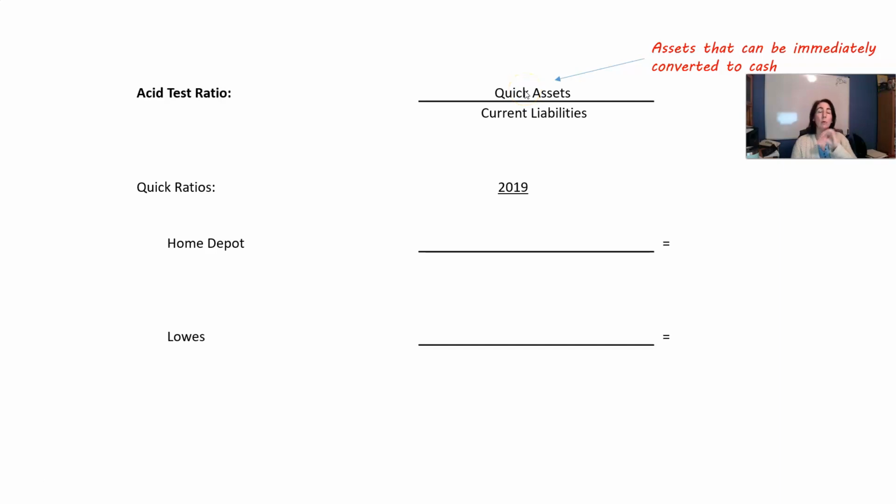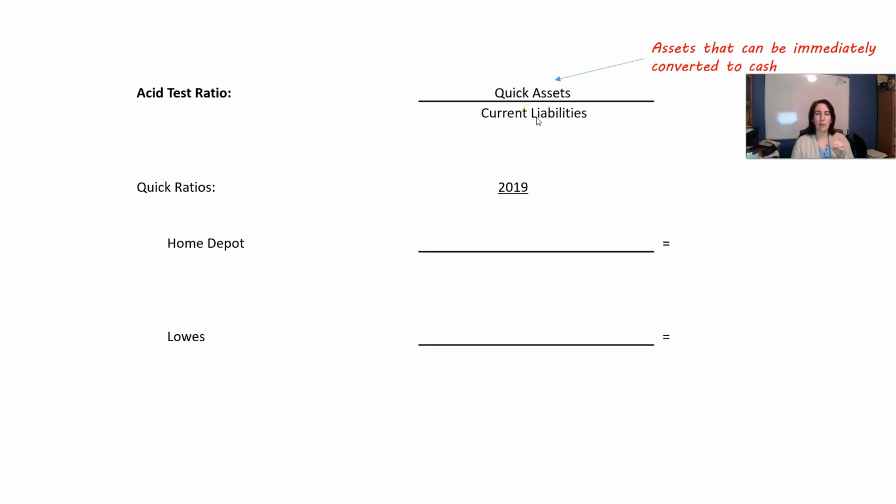Quick assets meaning your most liquid assets, so cash, accounts receivable, things that you're going to expect to have cash in your hand very quickly. Inventory takes a little longer. Inventory is a short-term current asset, but it's hard to sell off all your inventory and turn that into cash fast, right? So inventory is definitely one of the ones we do not consider a quick asset.